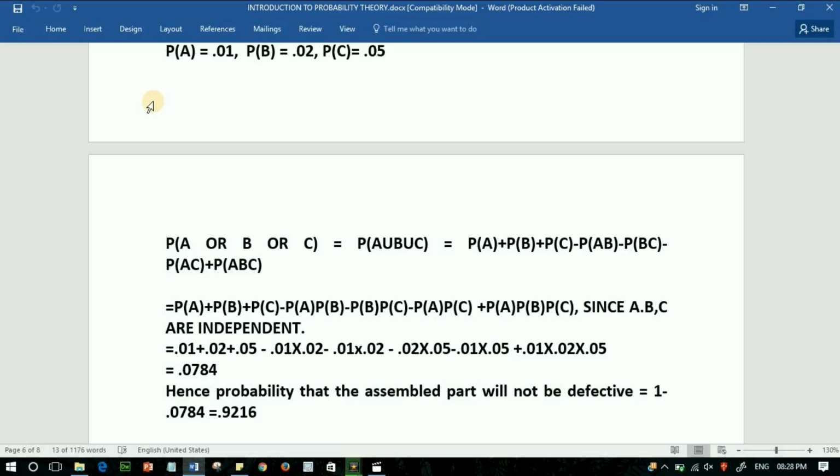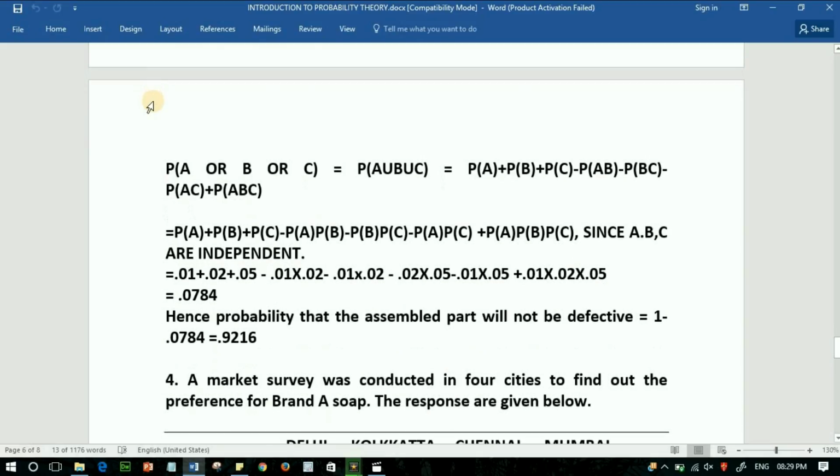So we are replacing probability of A intersection B by P of A into P of B, probability of A intersection C by P of A into P of C, probability of B intersection C by P of B into P of C, and probability of A intersection B intersection C can be replaced by P of A into P of B into P of C. Then applying the values, we get 0.01 plus 0.02 plus 0.05 minus 0.01 into 0.02, and so on. The answer is 0.0784.